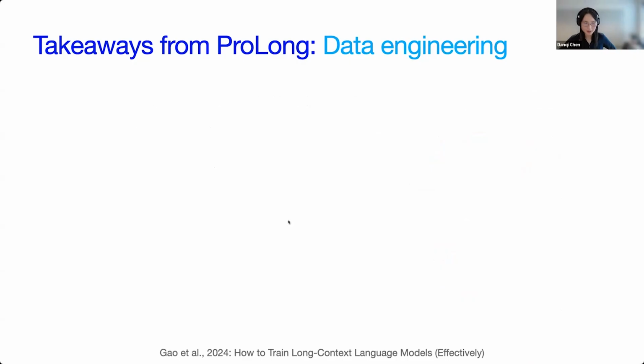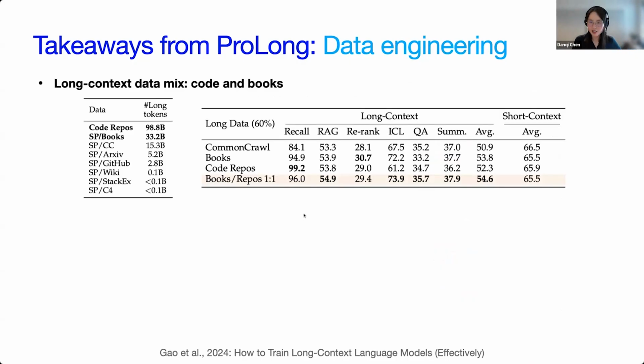Okay, so the next point I want to talk about is data engineering. As I said, data engineering is very important for developing long context models, and how we can get high quality long context data is really the key. So first we look at the long context data mix. We try to figure out what resources we can find from, for example, the pre-training corpus like SlimPajama, for natural sources that have at least 128,000 tokens or 512,000 tokens. And then we studied a lot of different sources.